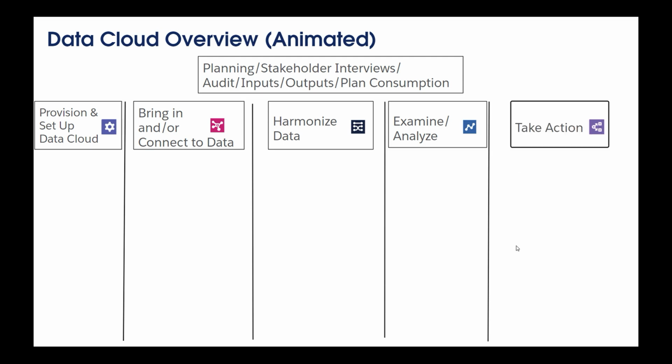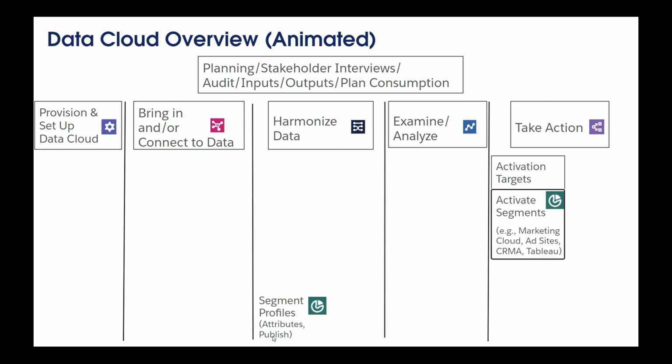And then finally, we're going to take action. So we need to specify an activation target, where are we activating this data to, and we can take those segments that we created earlier and activate them to the target, for example, to Marketing Cloud or to an ad site or to CRM Analytics or to Tableau, just to give a few examples.